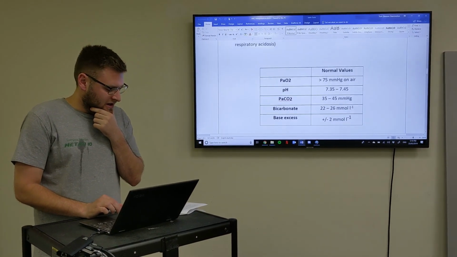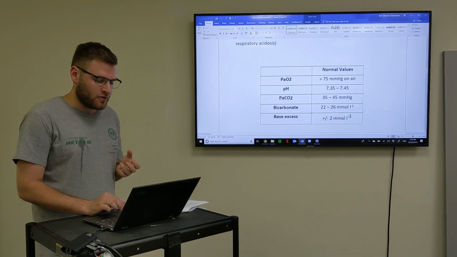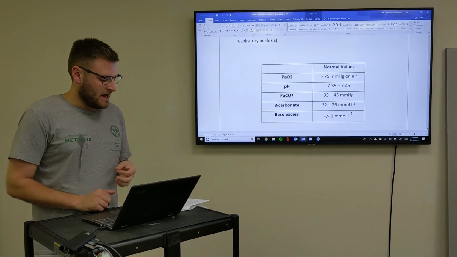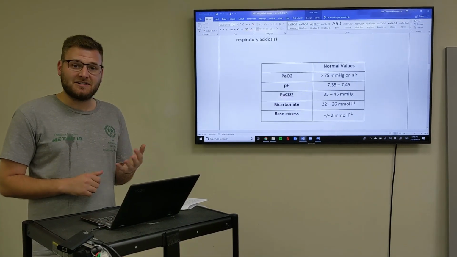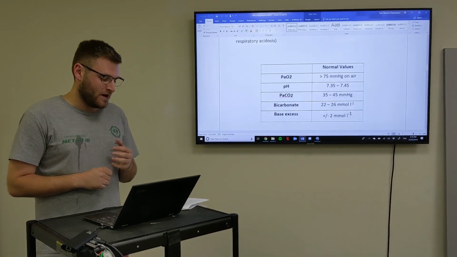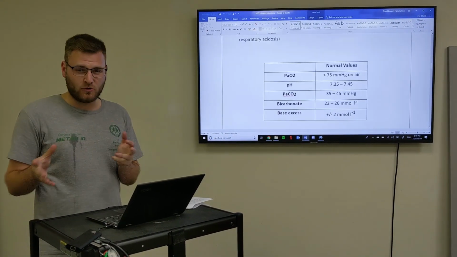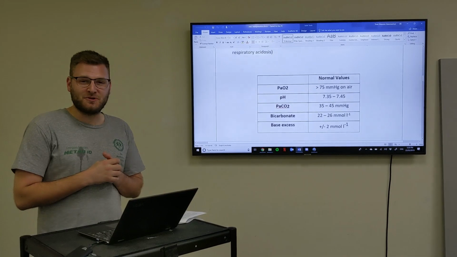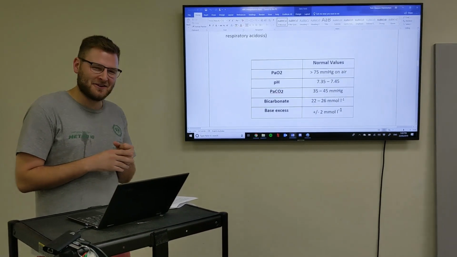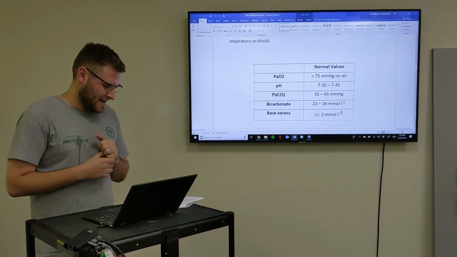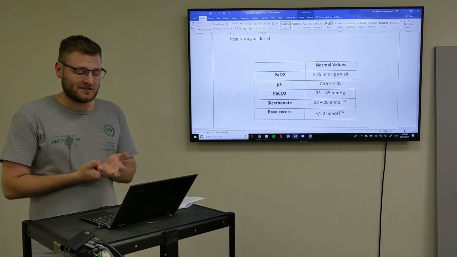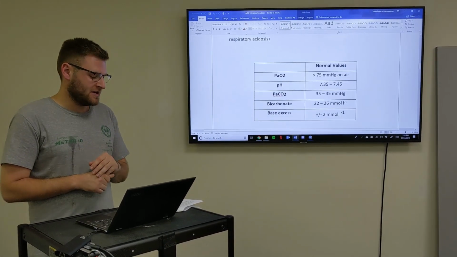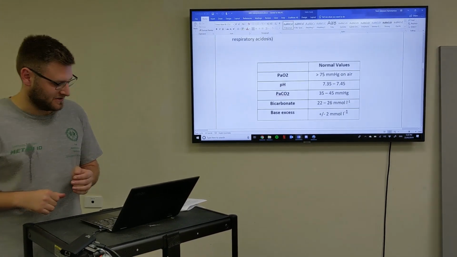If the bicarbonate, or HCO3, is less than 22, that would be a metabolic acidosis, or a renal compensation for a respiratory alkalosis. If the HCO3 is greater than 26, you'd be looking at a metabolic alkalosis, or a renal compensation for a respiratory acidosis.